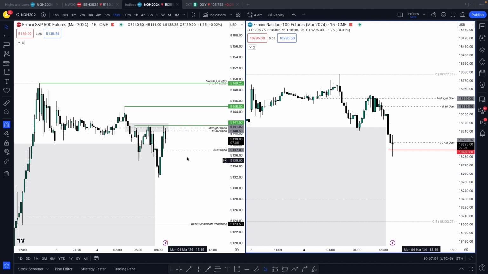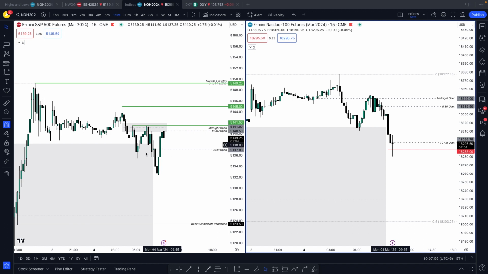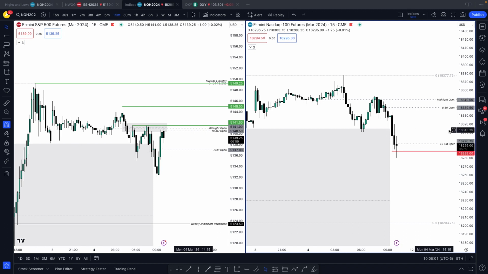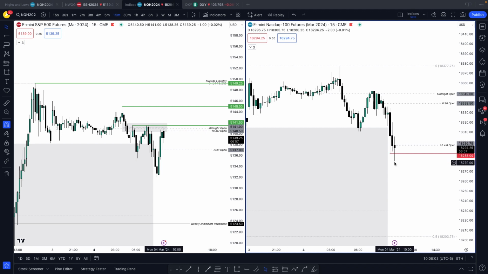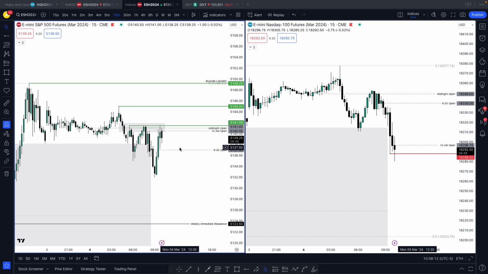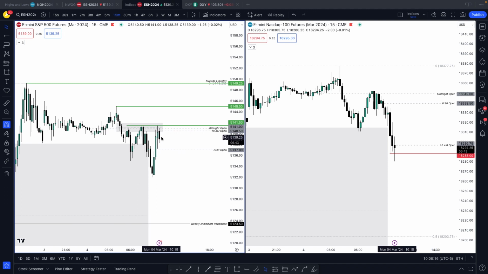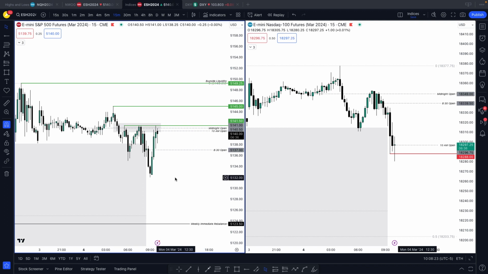But I'm still even cautious with the long idea, just for the fact that the indices are not working in tandem with each other. NASDAQ continuing to draw lower down into sell side, and ES purged the sell side and then started displacing higher, and is now just consolidating around the midnight open. I do think ES is likely to run above these highs. But nothing too clear yet.